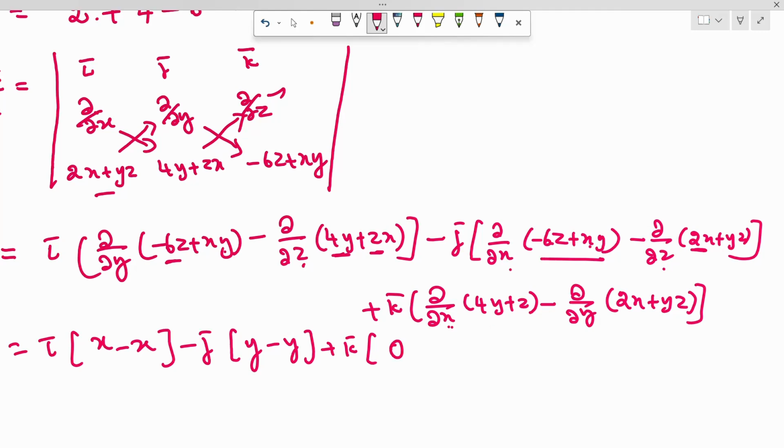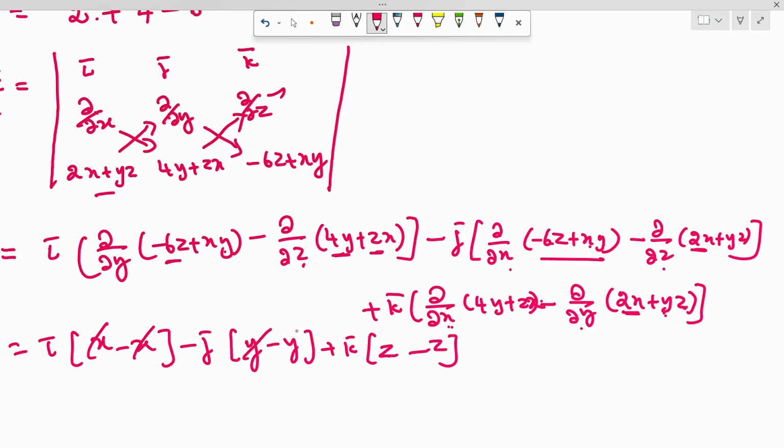dou by dou y of z, here zx will come, here not only z, zx, which means here differentiate with respect to x, we will get z, x will be 1, we will get here first term 0, minus differentiate with respect to y, y means first term 0, y will be 1, here we will get z, here negative sign is there, minus it.